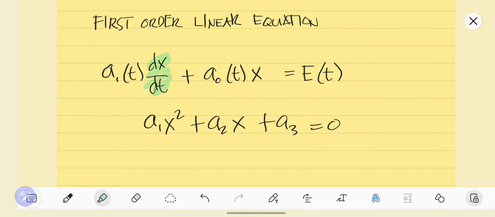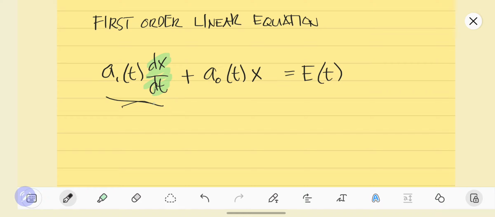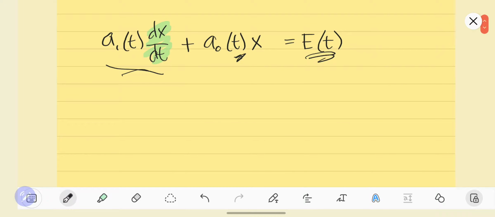If you can see an equation like this, you can say that it is a linear ODE. So you have some function of time with a derivative, and then some function of time, and then a pure function of time. So this is a first order linear equation, solved with variation of parameters.